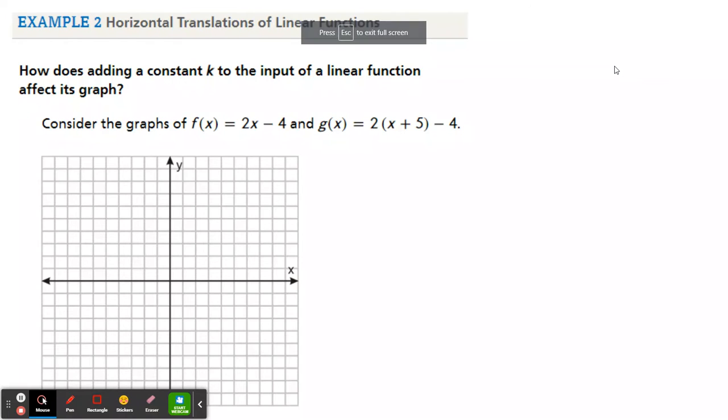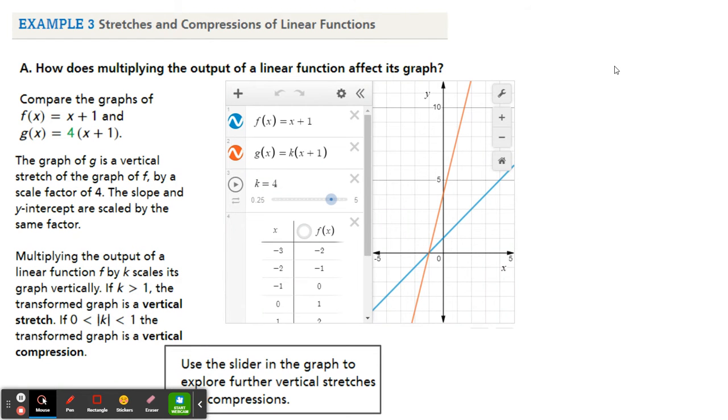All right, video 2 here. So that was when we add or subtract something to our linear functions. Now what happens if we multiply or divide by something? In this case, multiply. All right, here we go.